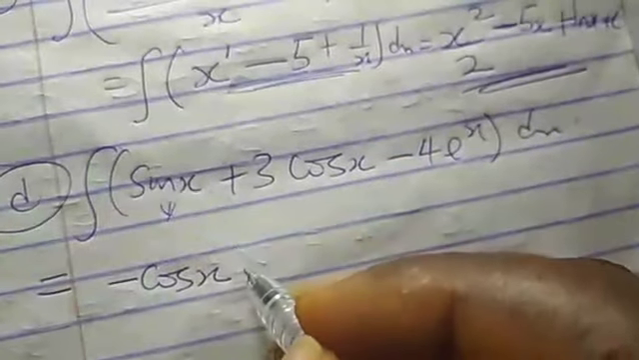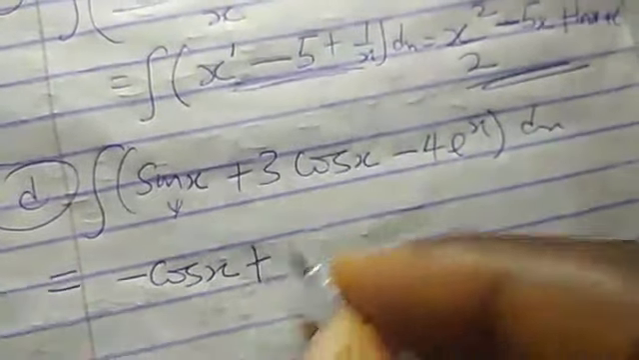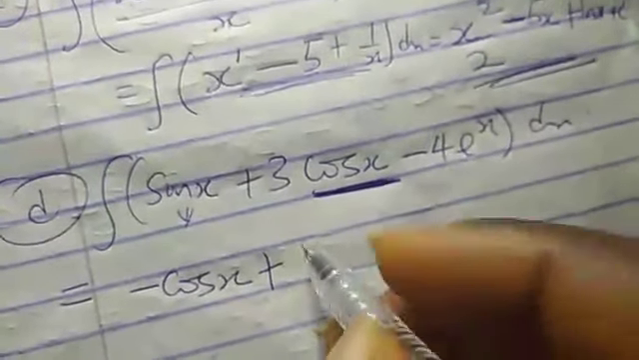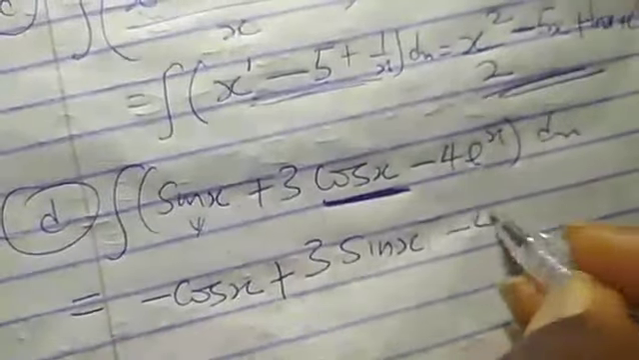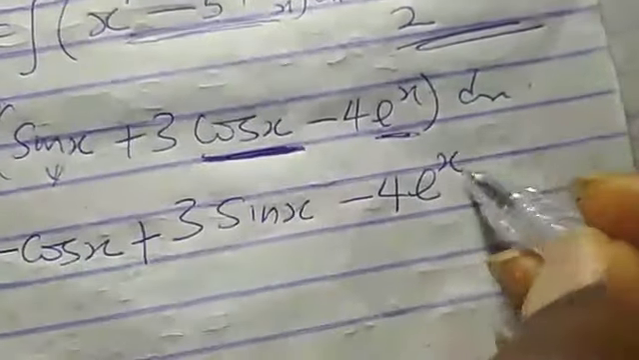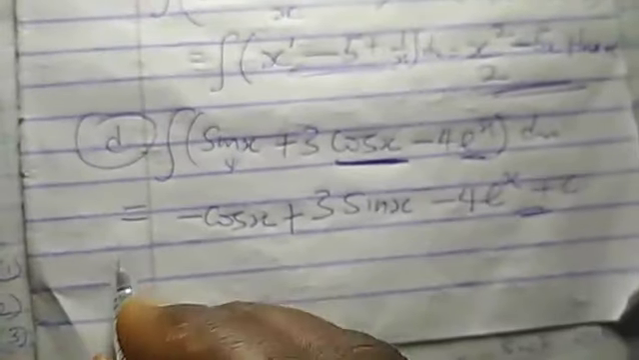So the answer here is minus cos x plus, if I integrate this cos x, I will have sin x. So that will be plus 3 sin x minus 4. If I integrate exponential x, I will get back exponential x. So this is just minus 4 exponential x plus c. So that is our answer.